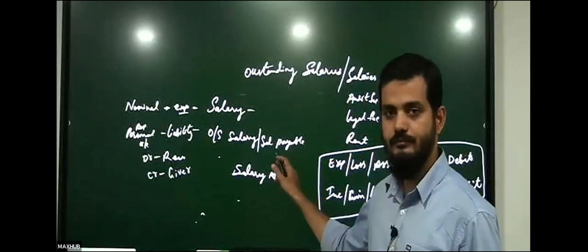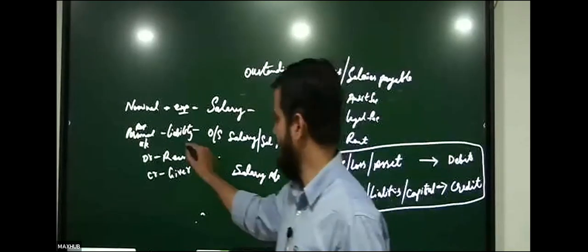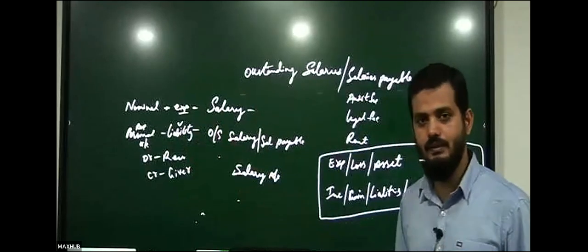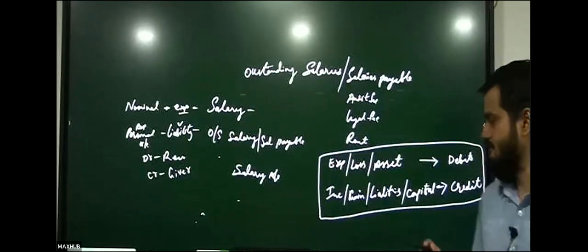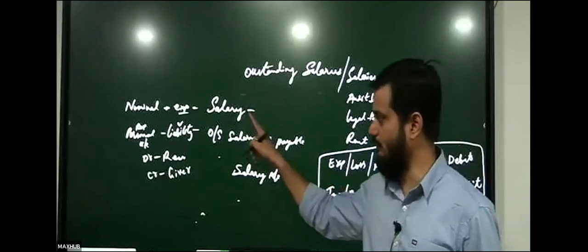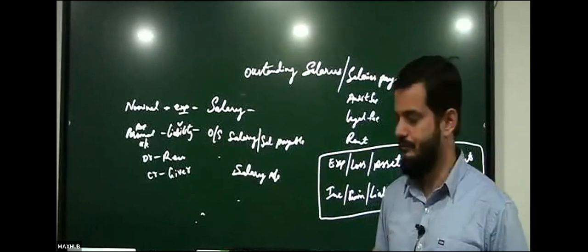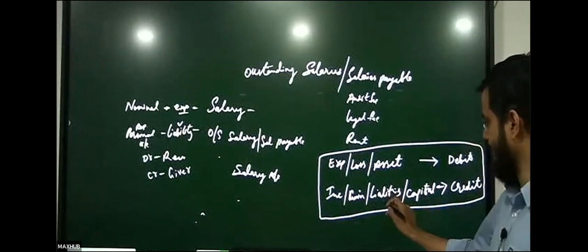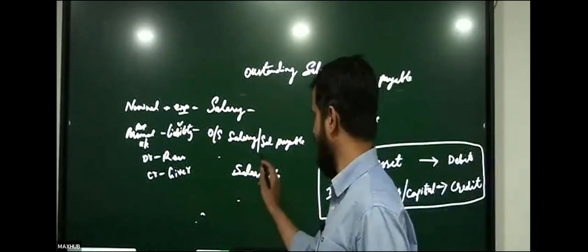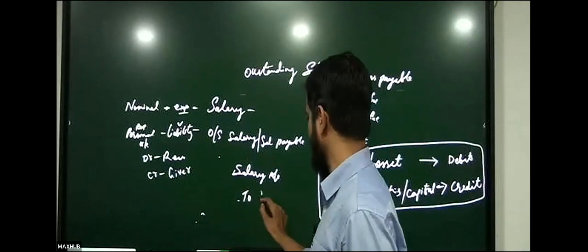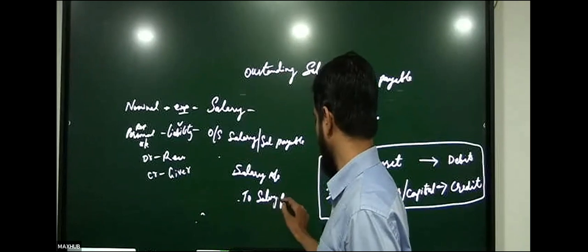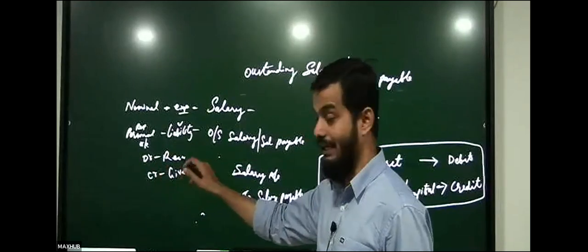What is salaries payable? Is it an asset, liability, or expense? Liability, right? So what is the nature of the liability? It should be on the credit side. Assume this is the first time I'm booking this, so I have to create a liability, and the nature of the liability is credit. Simply, I write this item, Salaries Payable, on the credit side.